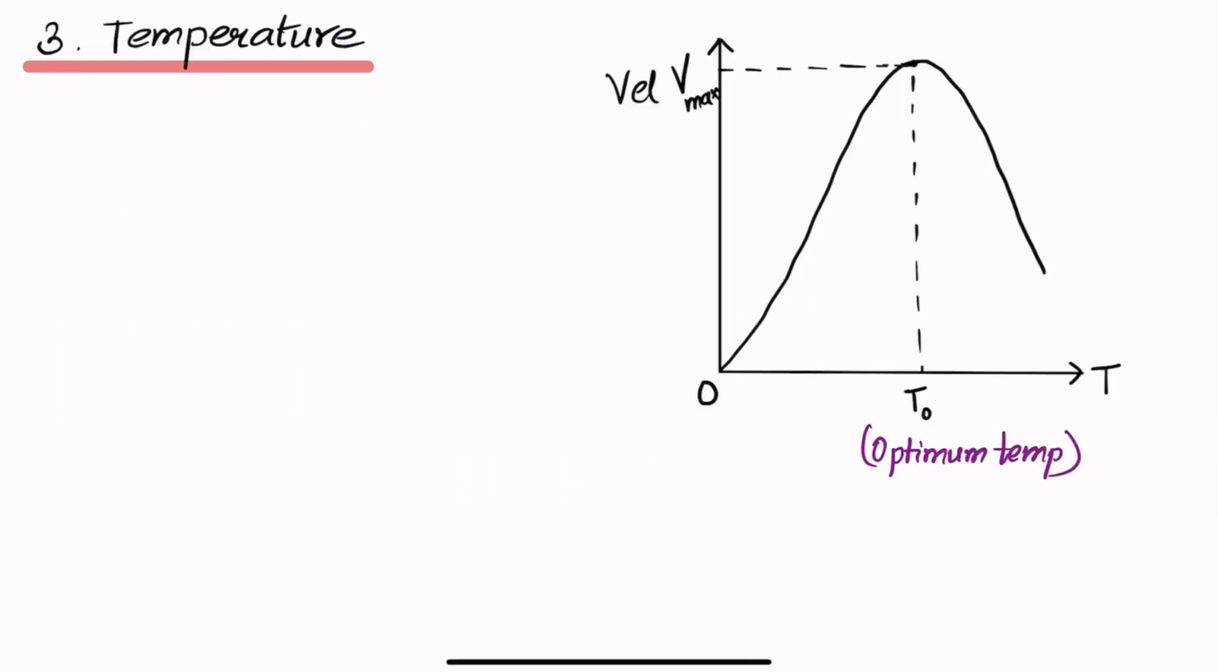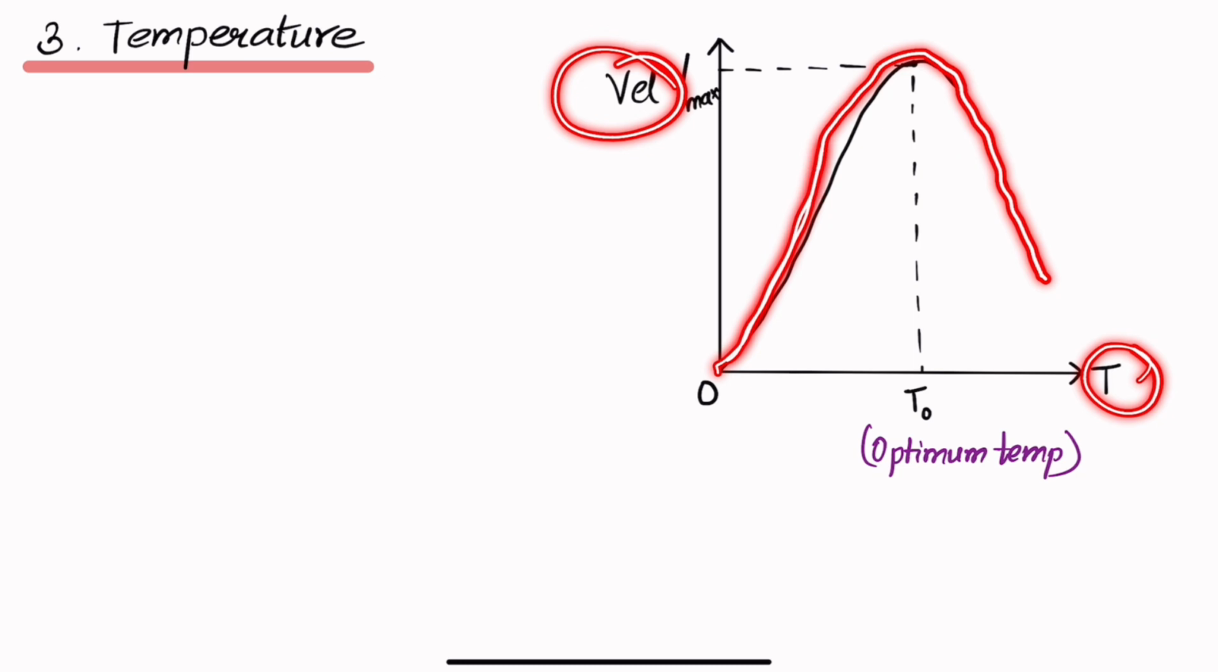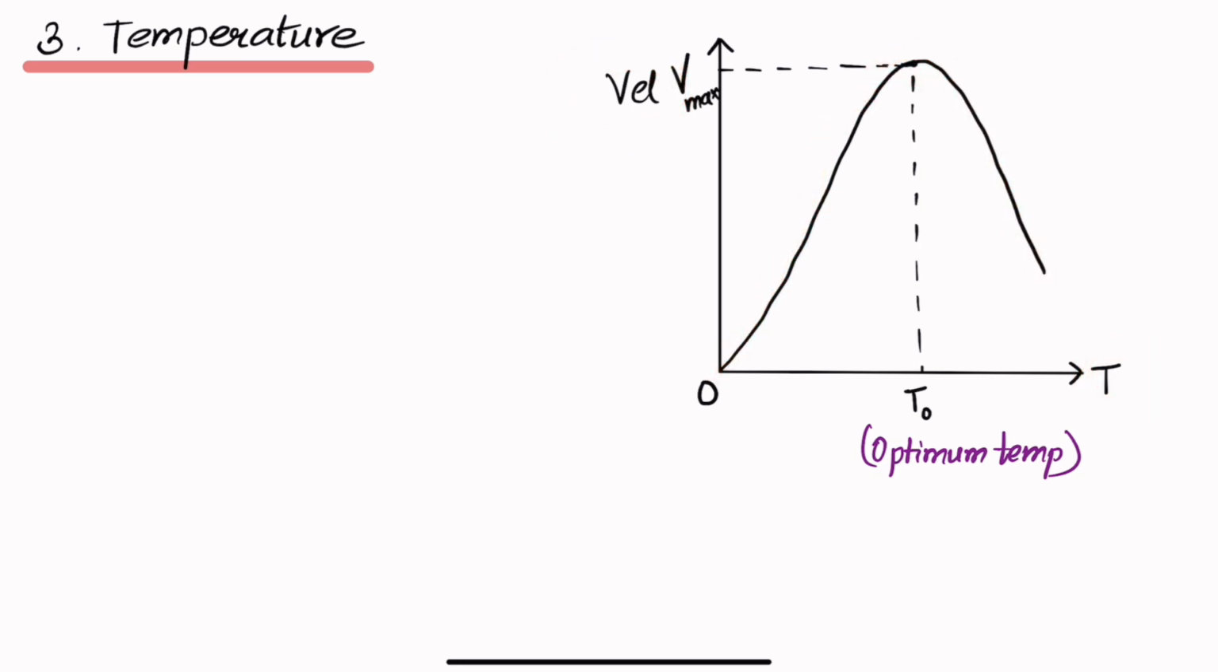So the third factor affecting enzyme action is temperature. The activity of the enzyme is maximum at a particular temperature, and we call this the optimum temperature. At optimum temperature, the velocity of the reaction is maximum, or the activity of the enzyme is maximum. The graph that we get when we draw a graph between temperature and velocity of the reaction is a bell-shaped graph. So this is a bell-shaped graph.